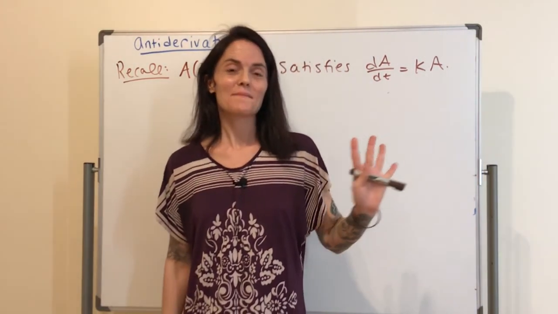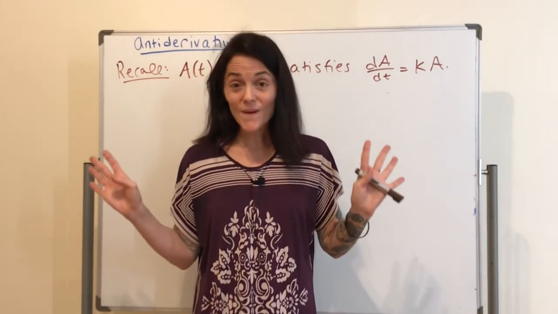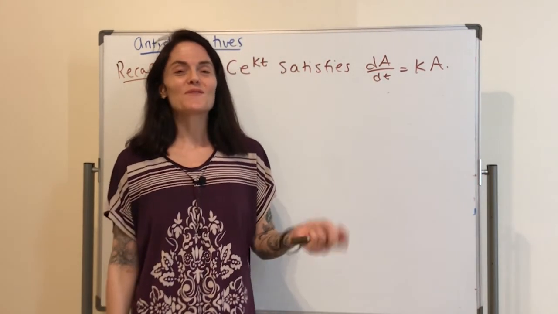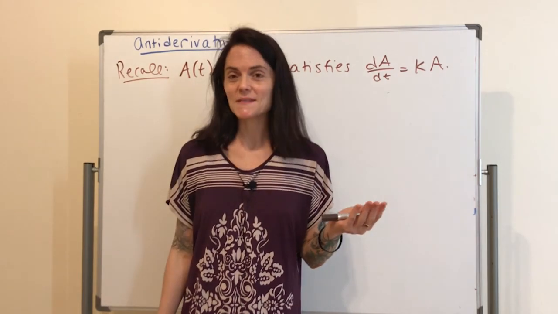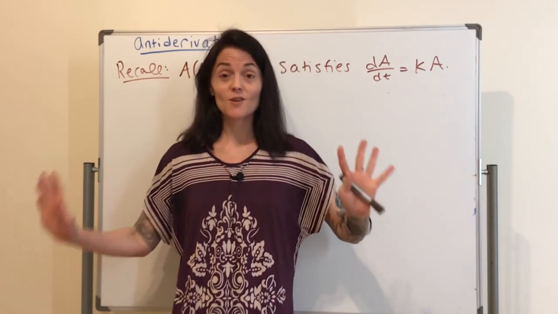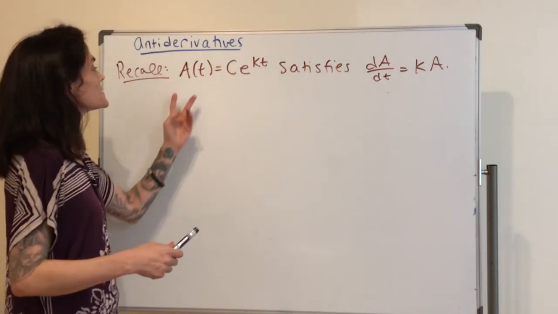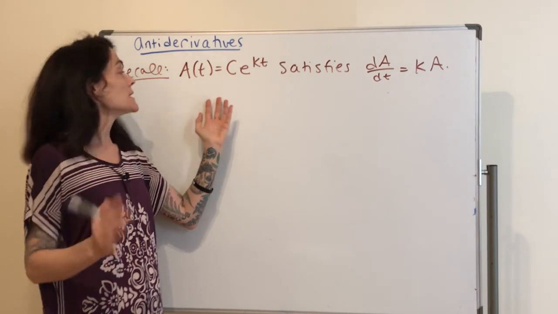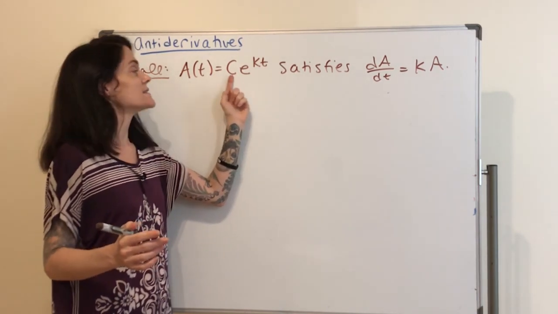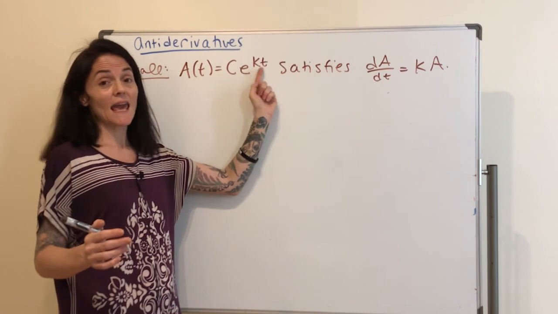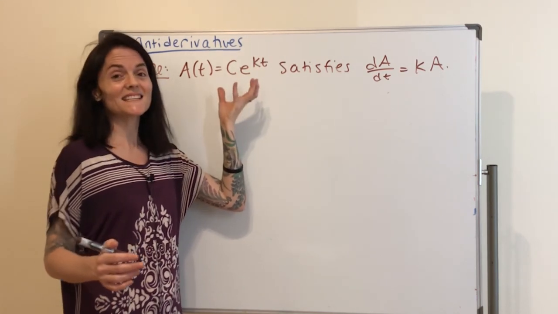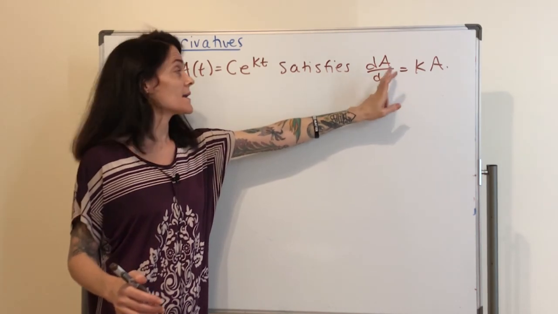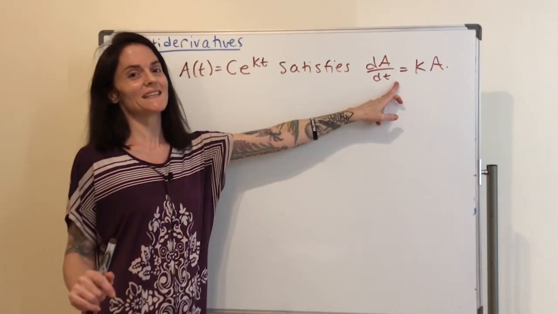We are beginning my favorite part of the course, which is antiderivatives and integration. But before we do, I want to remind you of something that I mentioned in our exponential function day, and that was A of t, and we thought of this as an amount at time t. A of t is a constant c times e to the kt, that this function satisfies dA/dt is k times A, and I call this a differential equation.